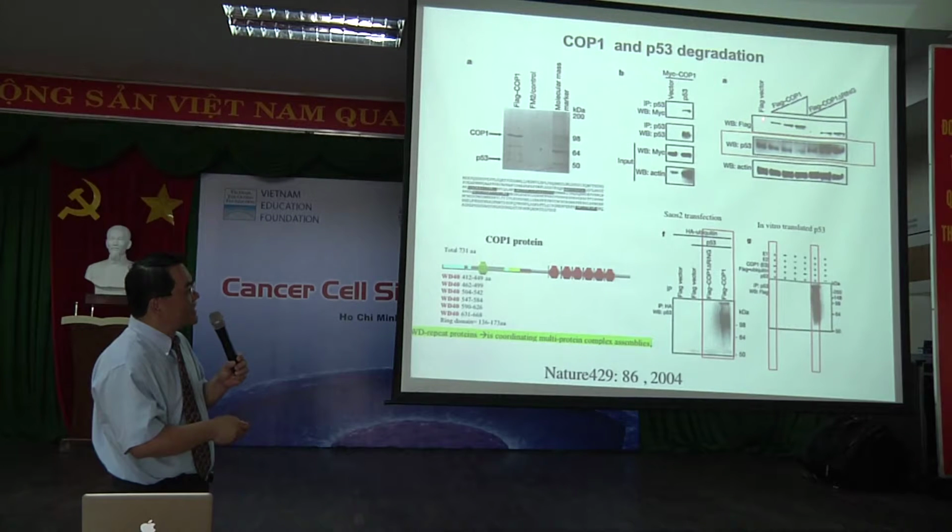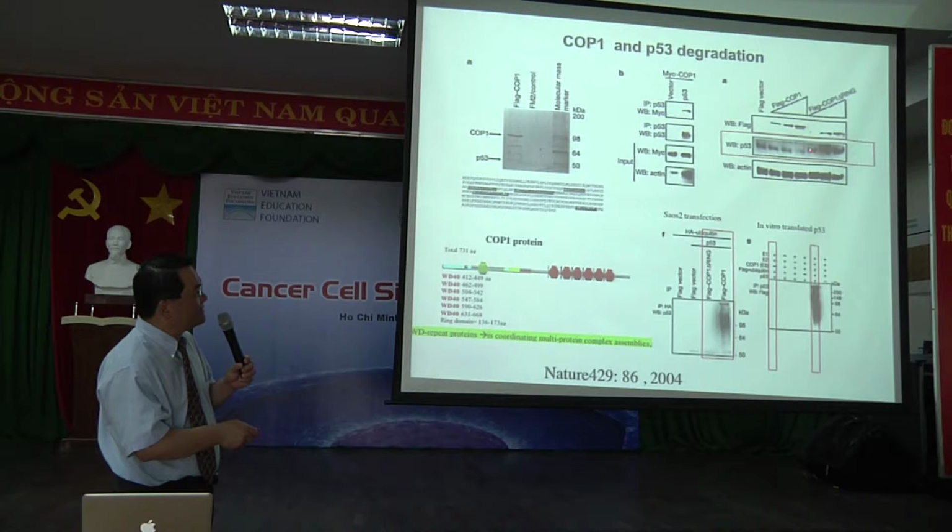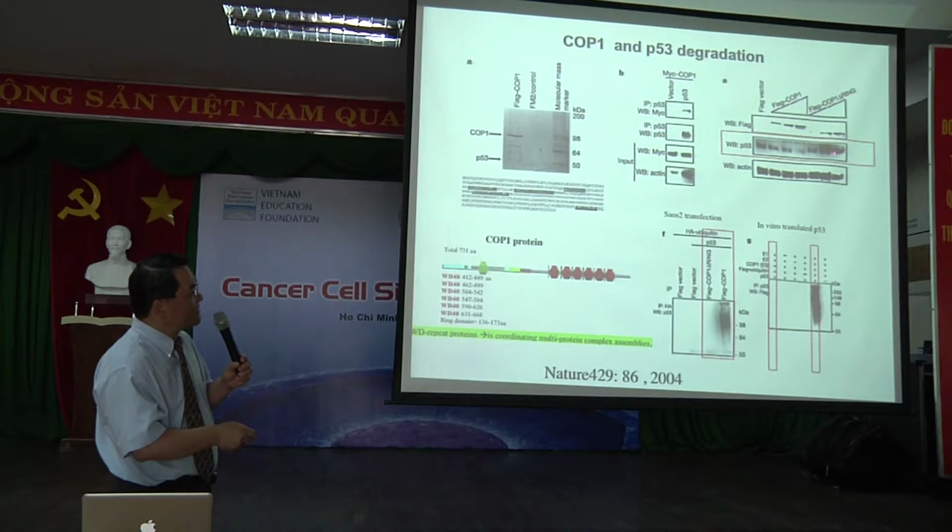If you look at the cell overexpressing COP1, P53 is going down. If in this COP1 we delete the ring domain, P53 is not going down. P53 instead is quite stable.